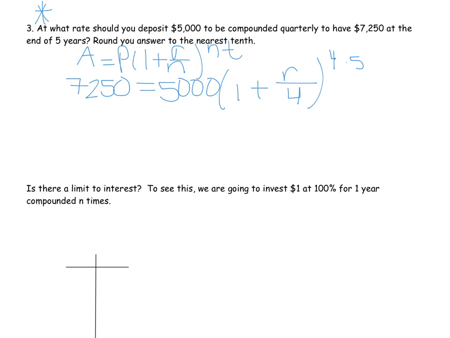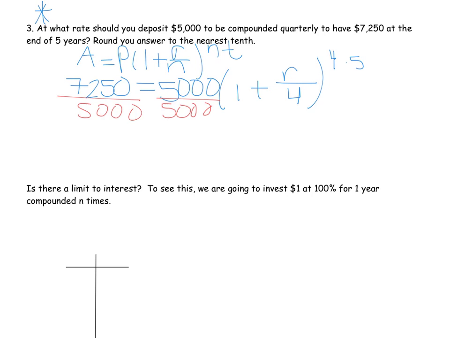So just simplifying this a little bit. Well, it's pretty much simplified, other than that's to the 20. I need to get that 1 plus R over 4 to the 20th by itself. And it's connected to that 5,000 through multiplication. So I'm going to go ahead and divide by 5,000. And remember, we are not allowed to round intermediately. We cannot round until the end.